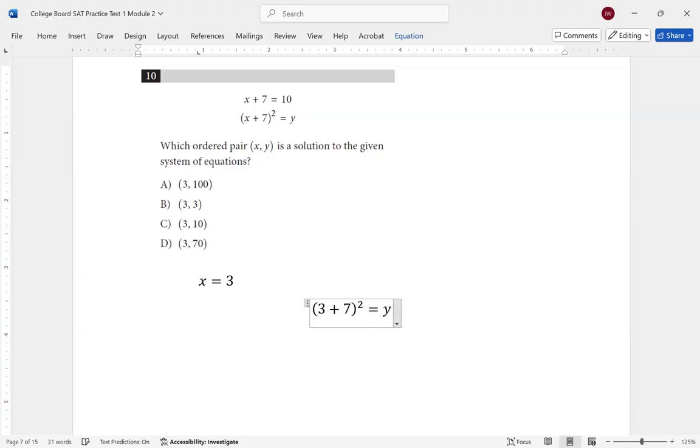And that's going to give you your y. 3 plus 7 is 10. 10 squared is 100. So now I know that there's actually only one point that works, and that's the point (3, 100). And therefore, A is the correct answer for problem number 10.